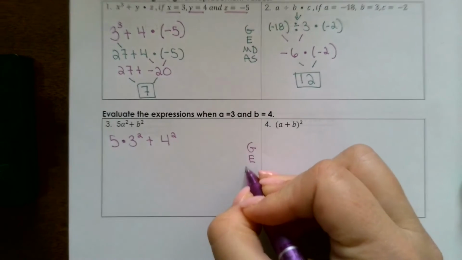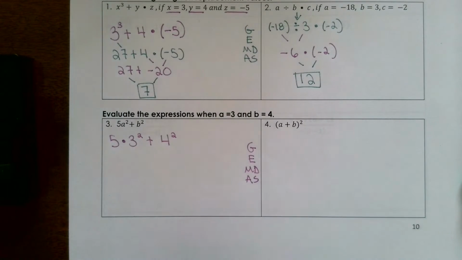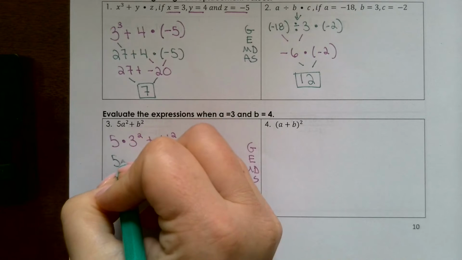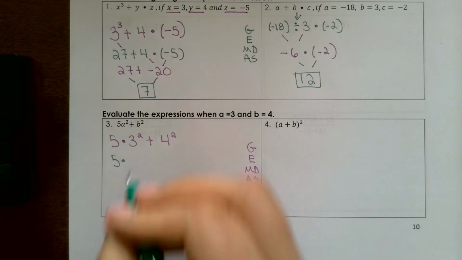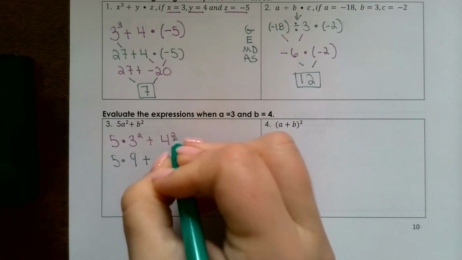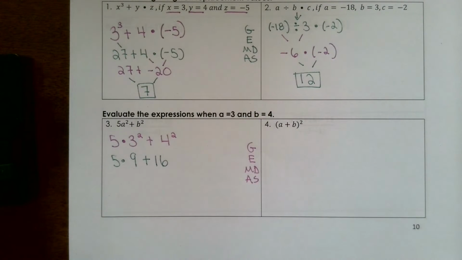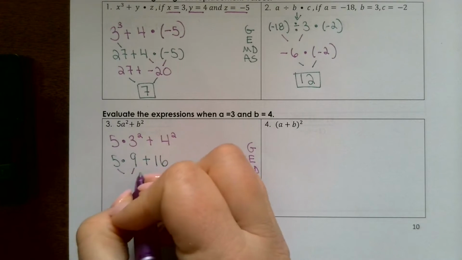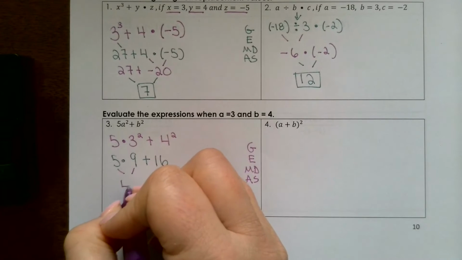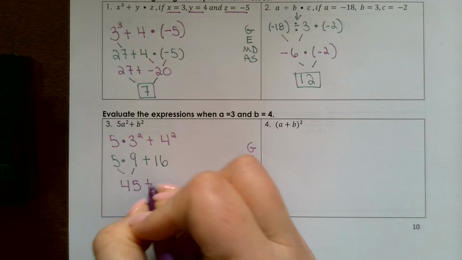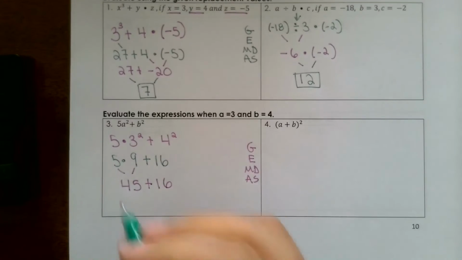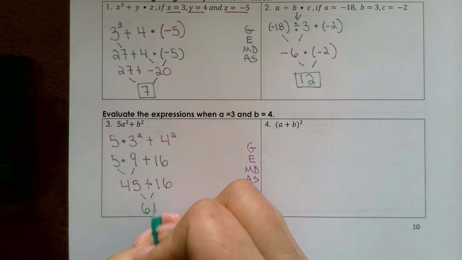Think about GEMDAS every time. Do I have any grouping symbols? No, but I do have exponents, 3 squared and 4 squared. So it's 5 times 3 squared, which is 3 times 3, that's 9, plus 4 squared, which is 4 times 4, 16. Multiplication, division, I have multiplication. I'm going to evaluate 5 times 9, that's 45, plus 16. Last step is adding, and I get 61.